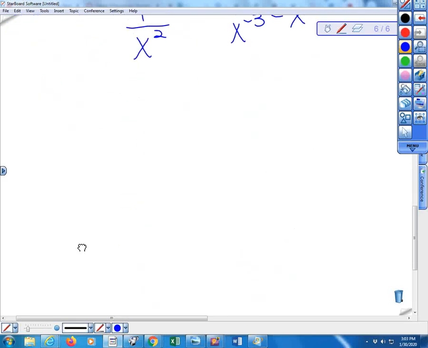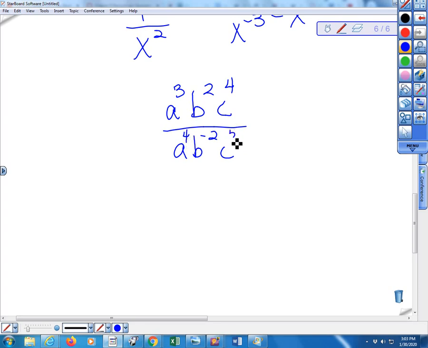Okay. Let's do one that's a little complicated. Let's do c squared, and I'm going to cube it.